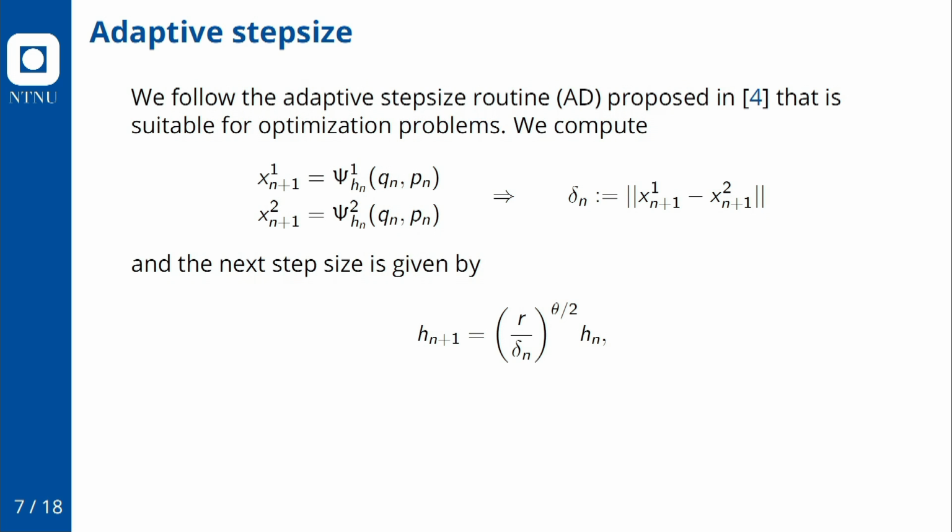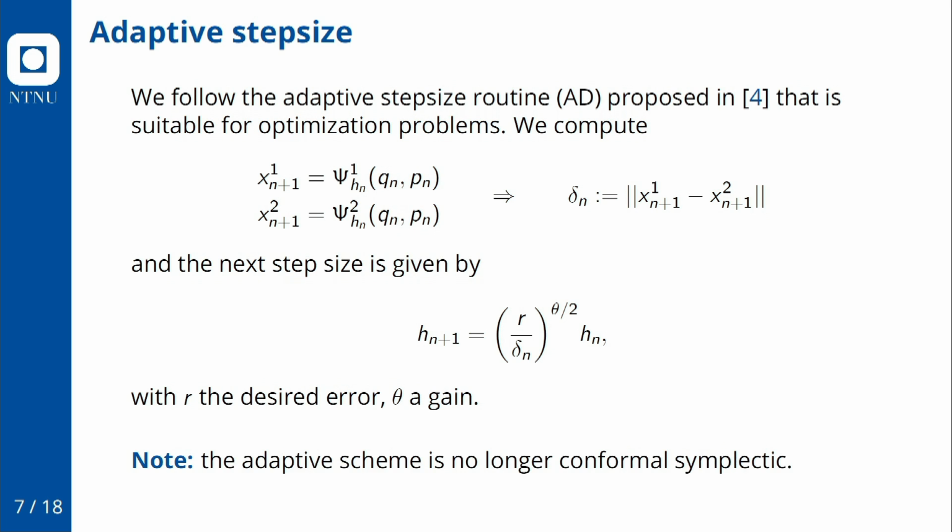In particular, we have theta and r. Theta basically allows you to control how much you let h change from one step to the next, and r instead is the desired error you would like to have between the two solutions. And a little note: as we've seen, the previous methods were conformal symplectic, but the parameter was depending on the step size. So if we change it, the method is no longer conformal symplectic.